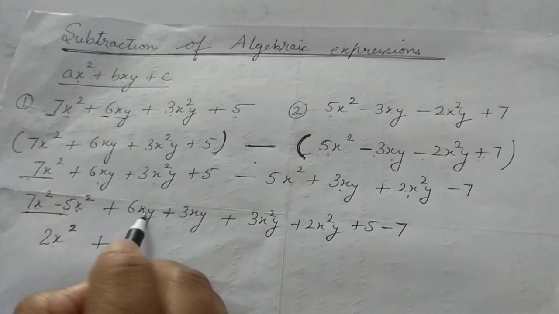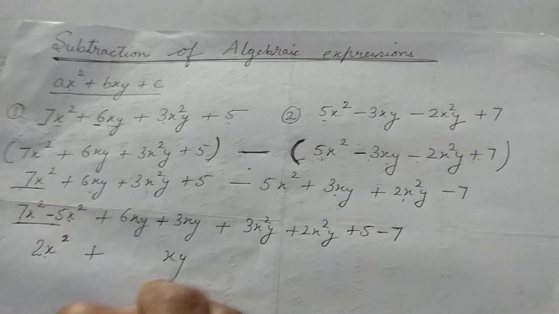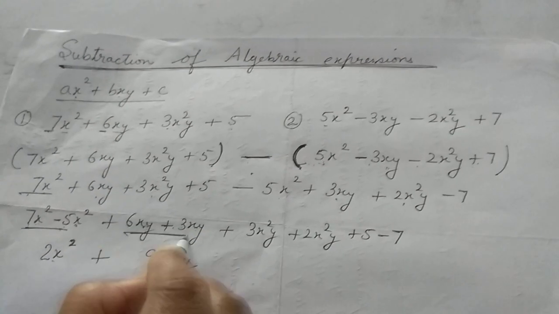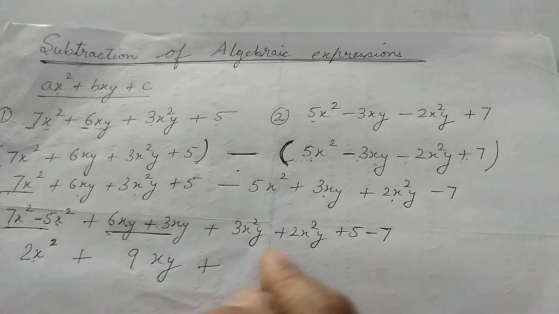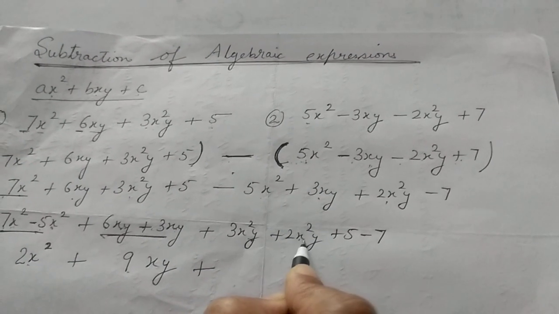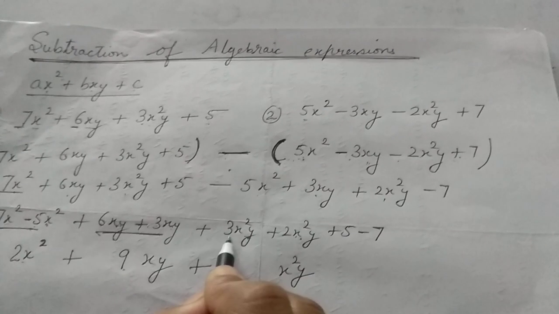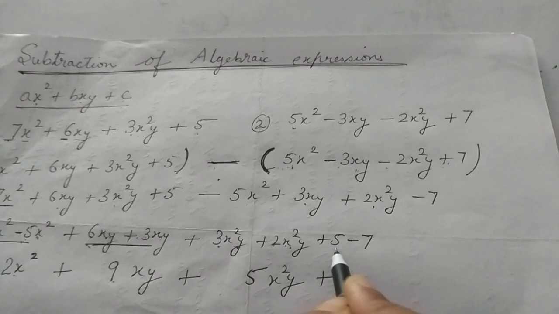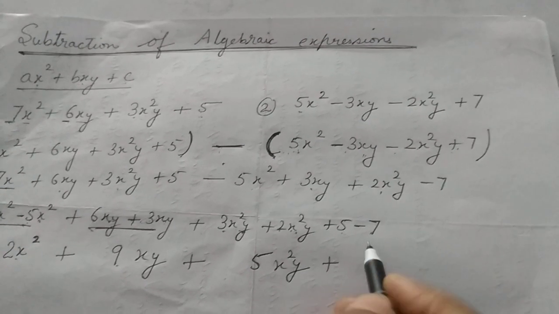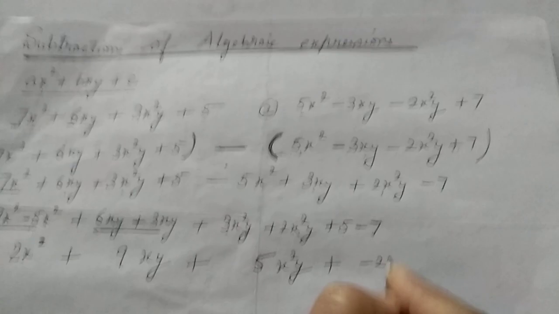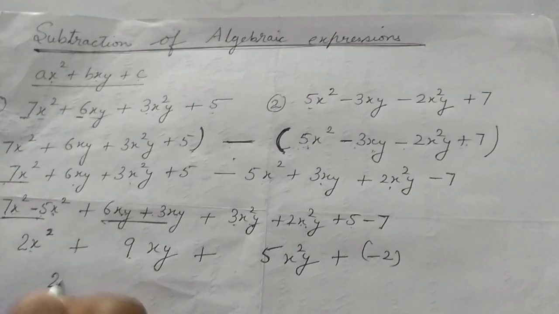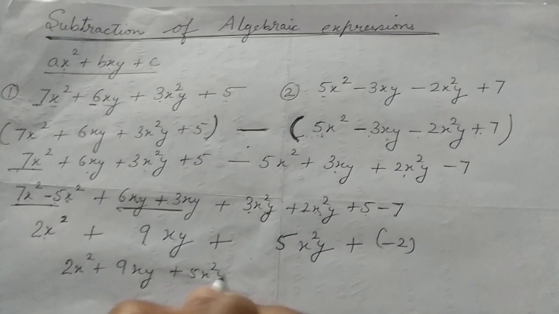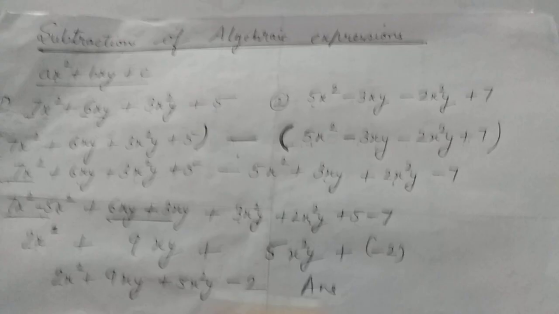Now xy, the literal coefficients are same. So just copy. And both are positive. So the numbers will be added. 6 plus 3 is 9. So this can be written as 9xy. Then x square y, the literal coefficients are same. Copy it. Now 3 plus 2 is 5. So 5x square y. And now we are left with the numbers 5 minus 7. So 5 minus 7 is minus 2, and we know it with the integers. So our answer is going to be 2x square plus 9xy plus 5x square y minus 2, and this is going to be the answer.